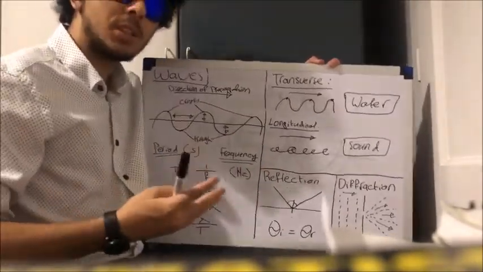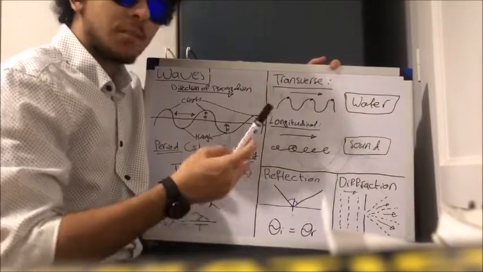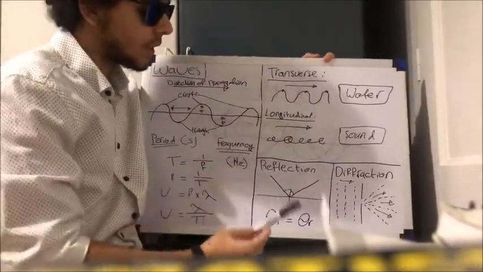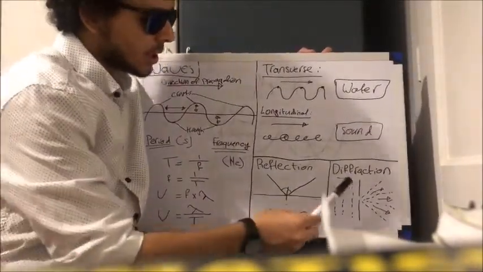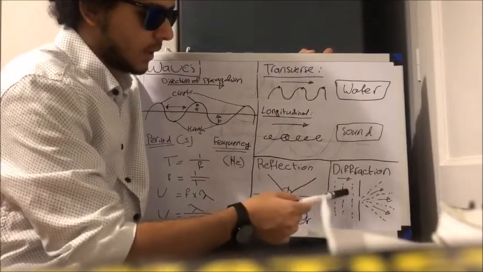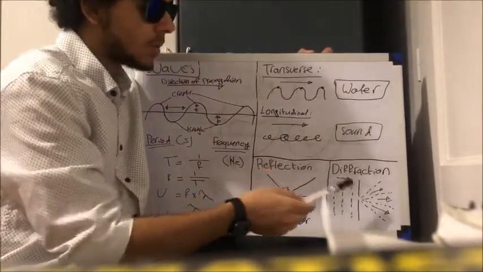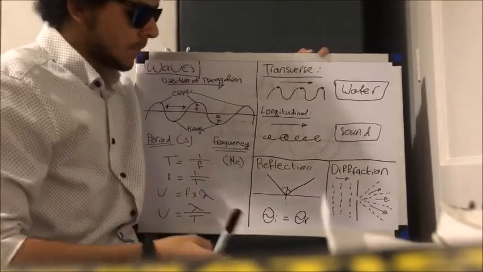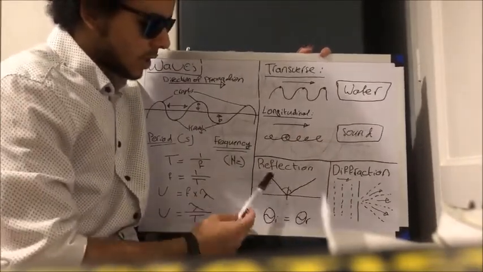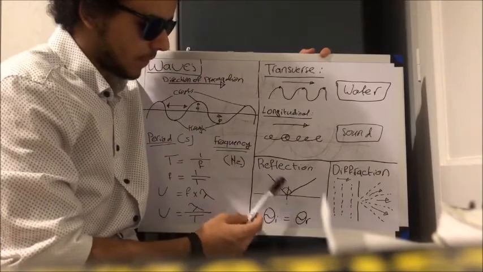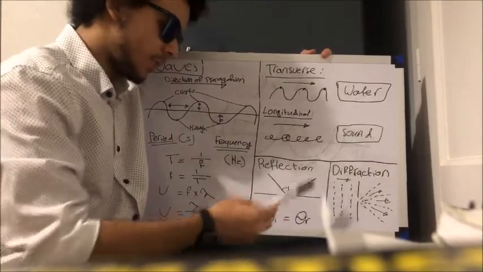We have four properties of waves: reflection, refraction, diffraction, and interference. Diffraction, waves face an obstacle and then they bend together to try to pass that obstacle. To a reflection, that's an incident ray, and that's a reflected ray.